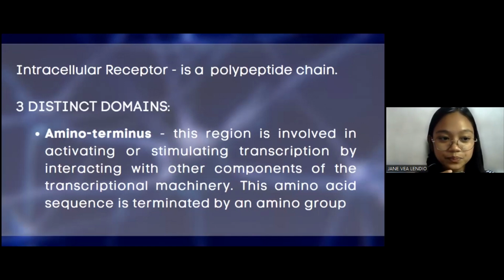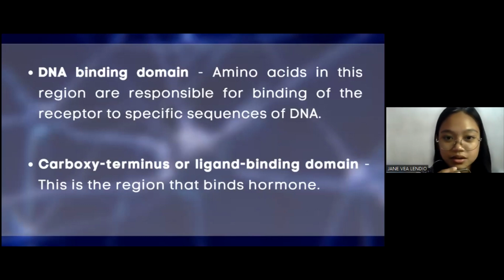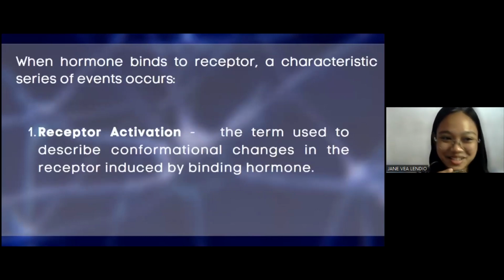Next, we have the DNA binding domain, or where it is the region which is responsible for binding the receptor to specific sequences of DNA. And last, we have the carboxy terminus, or the ligand binding domain, where this is the region where it binds the hormone. So, paano ba natin siya i-explain? So, next slide, please.